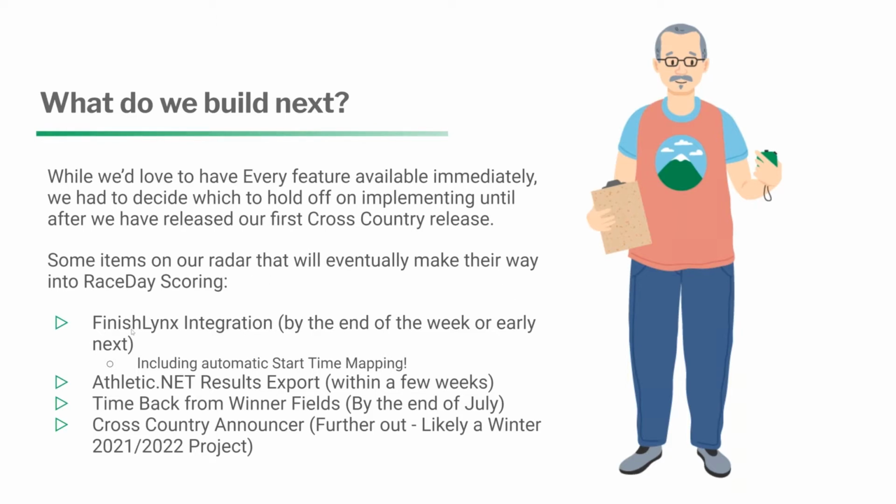The first one is finish links. So we are very close to having finish links integration done. We're working on it currently. So this week, maybe next week. What that will do is allow you to import times from your finish link systems. You could have all sorts of different files with different start times set for them, and we'll automatically map those start times to the scored events you have set up. So you could have a file for boys JV with a 9 a.m. start, and it will automatically map over to your boys JV scored event.